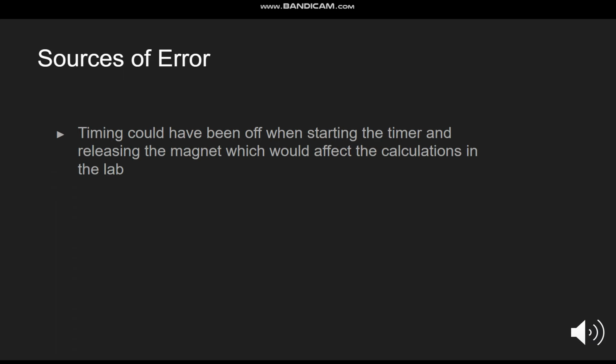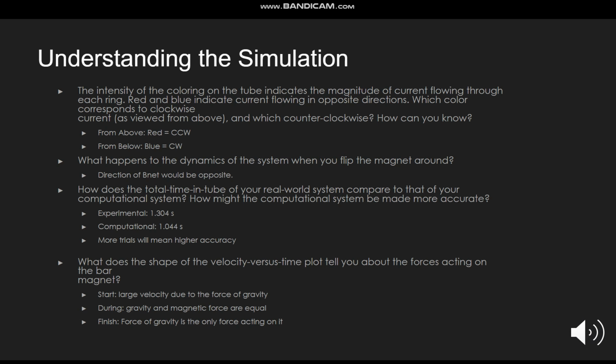As for sources of error, timing could have been off when starting the timer and releasing the magnet, which could affect the calculations in the lab. Understanding the simulation: the intensity of the coloring on the tube indicates the magnitude of current flowing through each ring. Red and blue indicate current flowing in opposite directions.